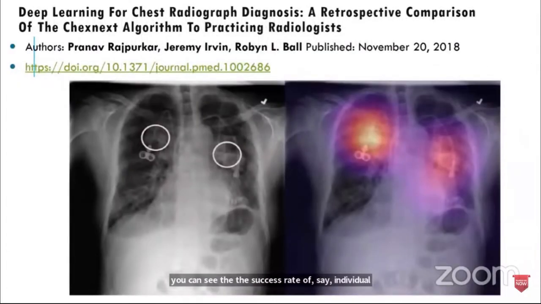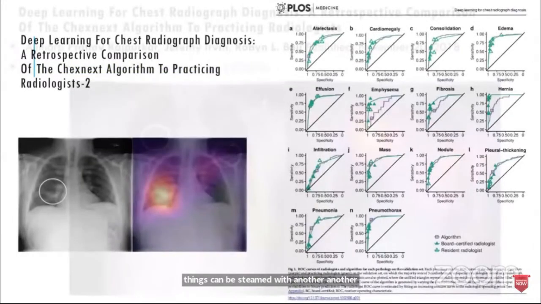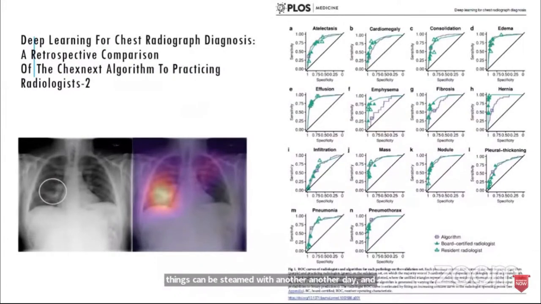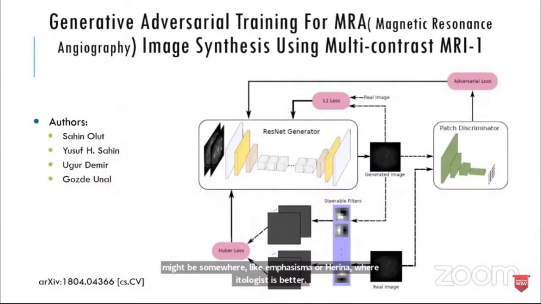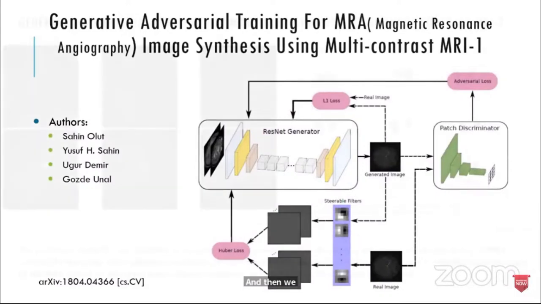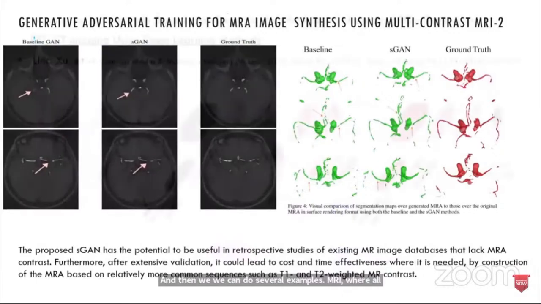Then these things can be seen with another network called ChestNet, where we can find out the deep learning of chest radiograph. You can see the comparable results with individual. And not only that, if you can see all these atelectasis, cardiomegaly, consolidation, all those findings of chest X-ray, the diagnosis of radiologist and an algorithm is almost same. There might be somewhere, like emphysema or hernia, where radiologist is better. And then we can do several examples, MRA, where all those things are available with another network.